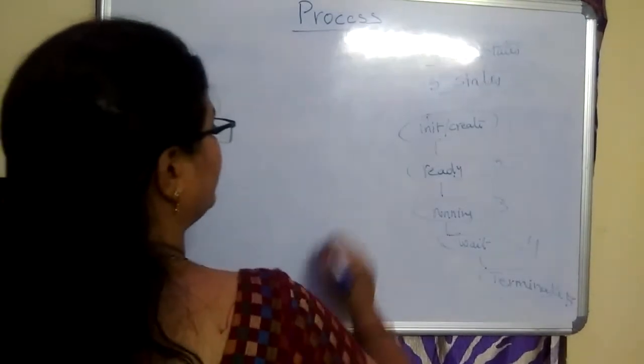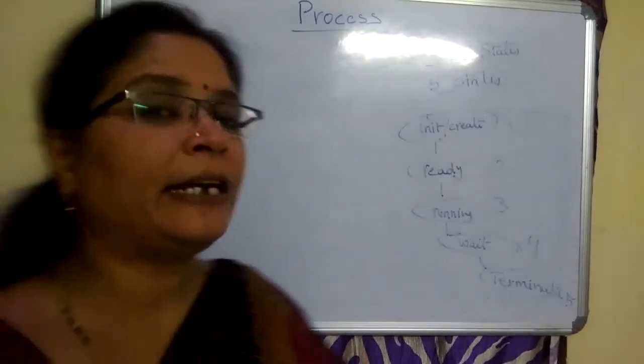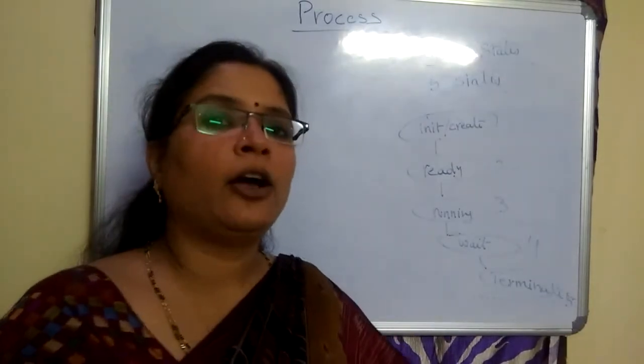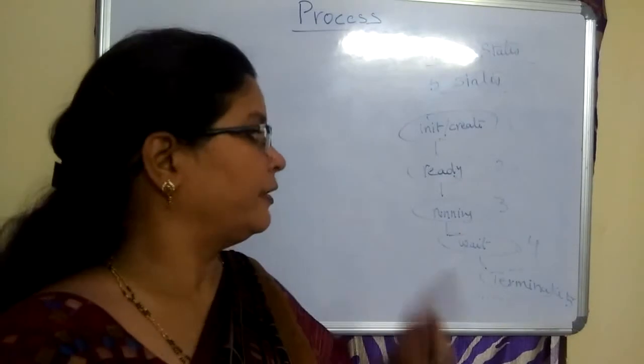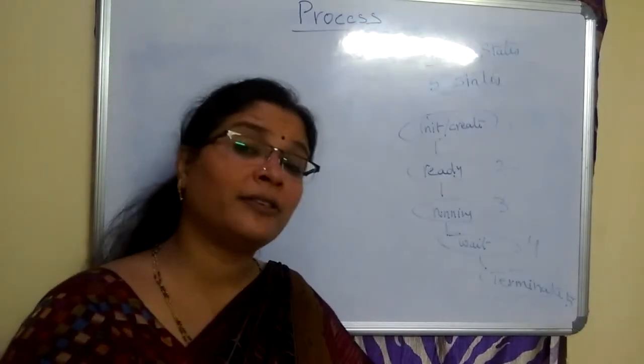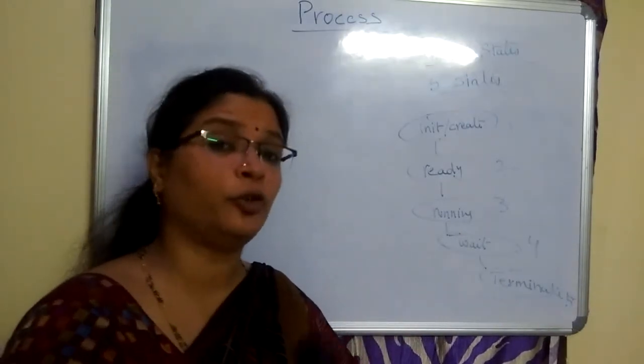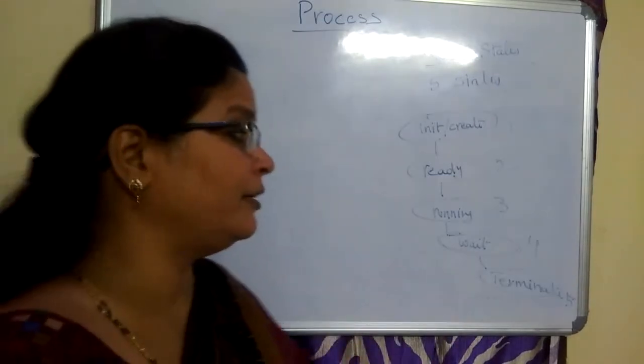The second one is ready. Ready state means it is ready for execution. It takes all the resources. It is ready for execution. That is the ready state. The next one is running. That means the process is in the execution state. It is executing. That is called a running state.